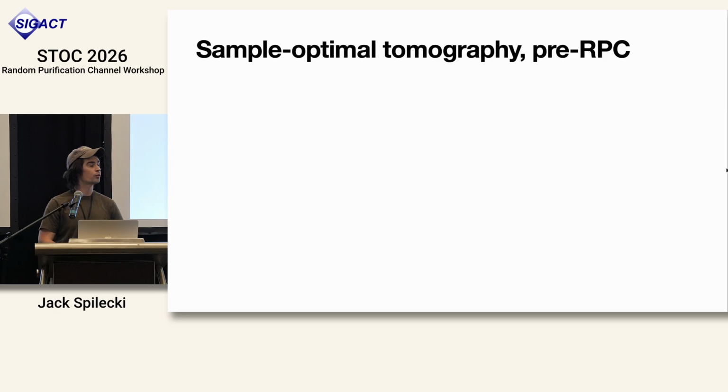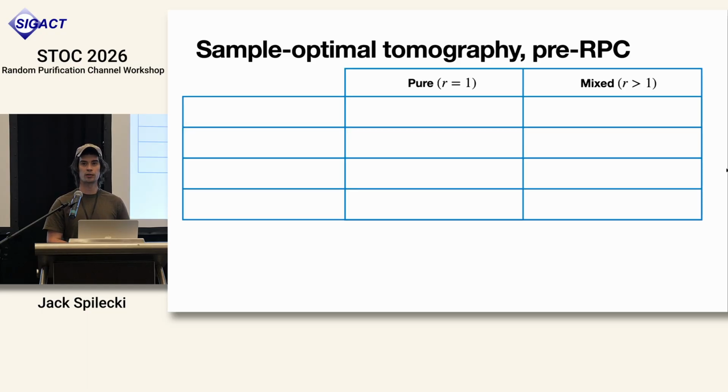So let me sketch for you where sample optimal tomography was before the random purification channel. I'll compare and contrast two types of tomography. We'll consider pure state tomography, which is the special case where your input is pure. And we'll compare that to the more general problem of tomography where your input can be mixed and have large rank.